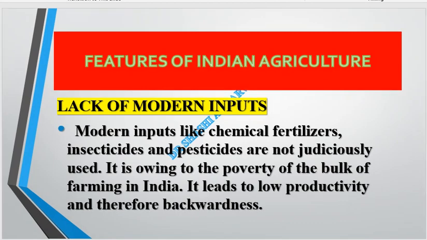The lack of modern inputs. Agriculture does not use chemical fertilizer, insecticides, pesticides, meaning they are not properly utilized. The farmers are poor, so they do not use high yield variety seeds, and the productivity is low. So they are depending on backward techniques.